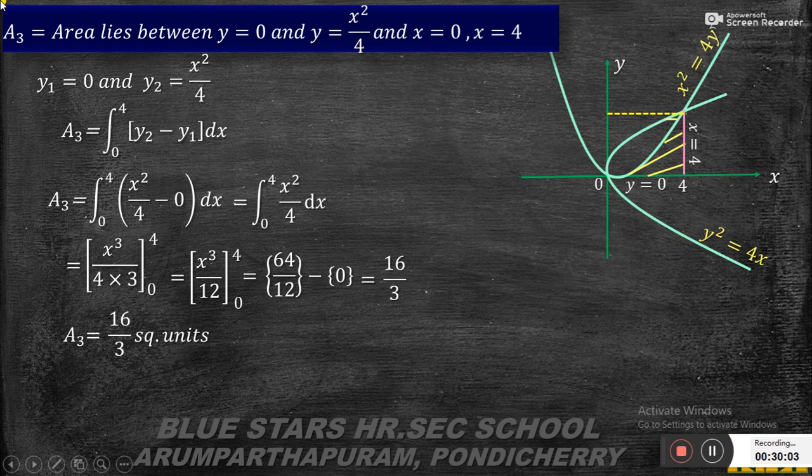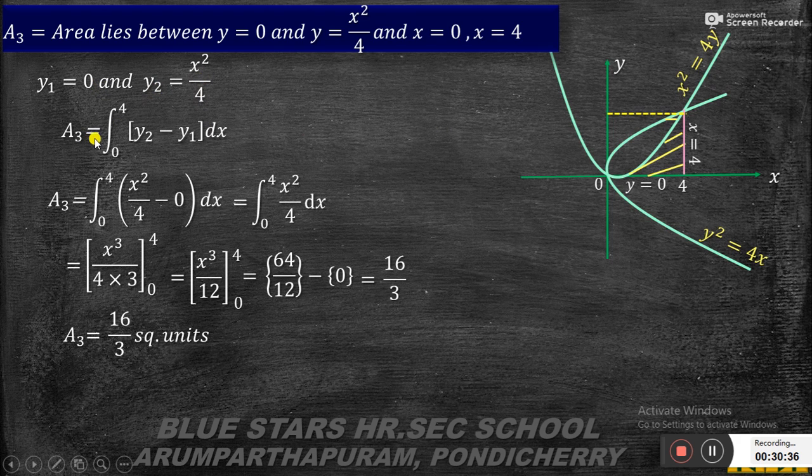Next A3, the area that lies between y equal to 0 and y equal to x square by 4, and x equal to 0, x equal to 4. So x equal to 0, x equal to 4. Therefore y1 equal to 0 and y2 equal to x square by 4. Here the area between the region is this x-axis, y equal to 0, and this curve is y equal to x square by 4.